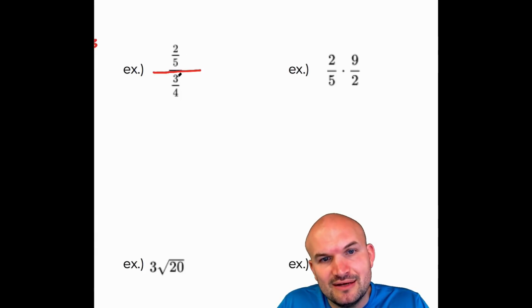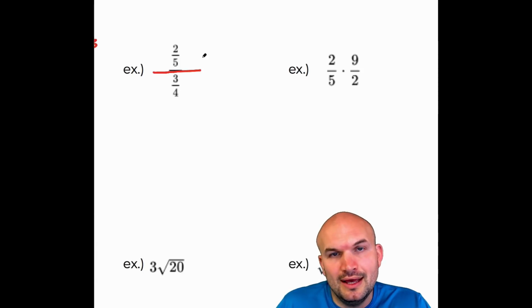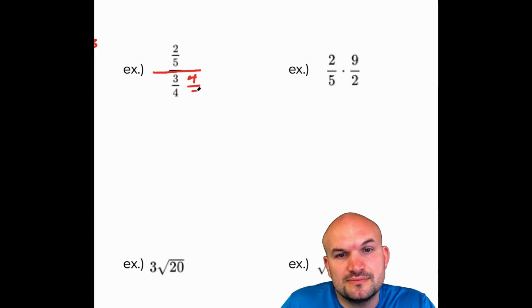So why don't we get rid of this fraction? I don't really mean get rid of it. Why don't we just make this fraction 1? And hopefully you understand that to make a number 1, you just need to multiply it by its reciprocal. So the reciprocal of 3 over 4 is 4/3.